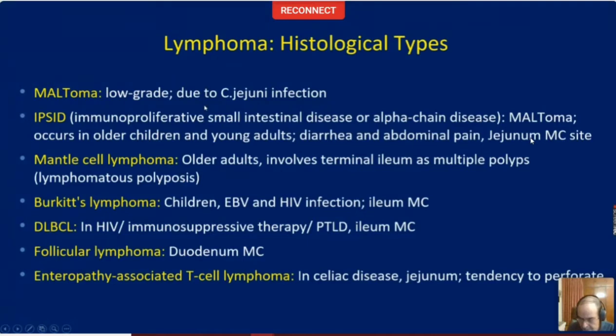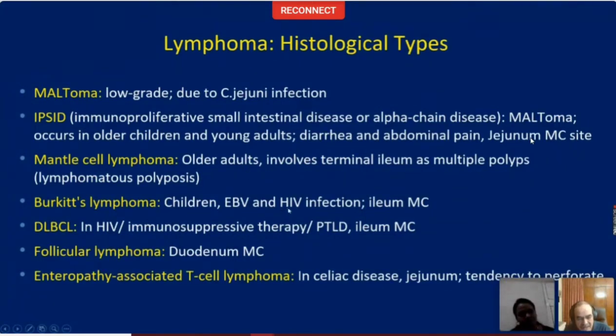Extranodal marginal zone. Very good. Extranodal marginal zone lymphoma. Then IPSID is a very broad category of diseases ranging from polyclonal hyperplasia to frank lymphoma. Then you have mantle cell lymphoma, which occurs in older adults and involves the terminal ileum. Burkitt's lymphoma occurs more often in children.